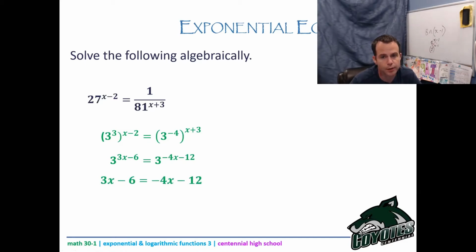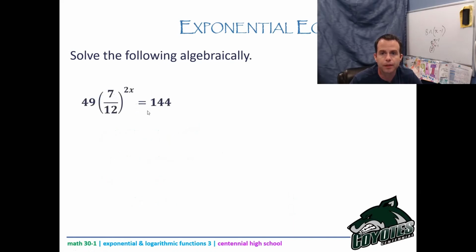And then I go ahead and solve it. Add 4x to both sides, add 6 to both sides. I get 7x equals negative 6. So x equals negative 6/7. A gentle reminder, you would always want to answer these in exact value unless you are explicitly told some sort of rounding instructions. If you are not told any rounding instructions, this should always be answered with exact values.